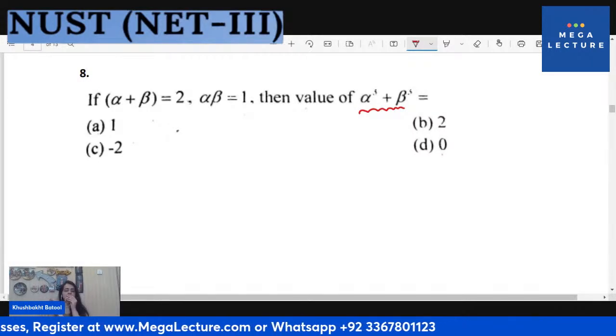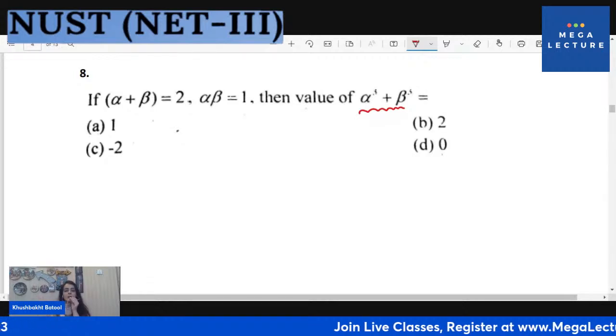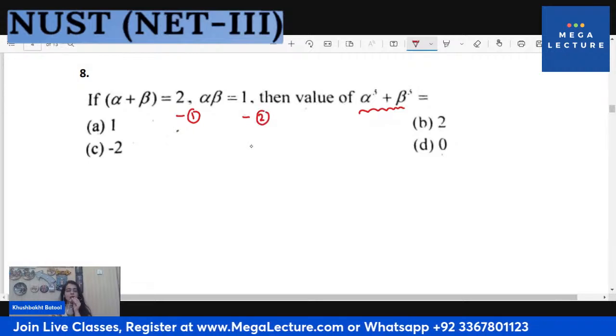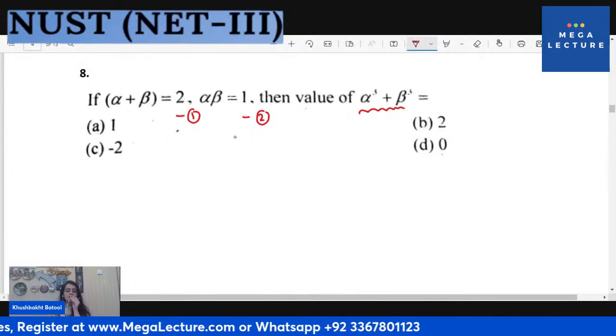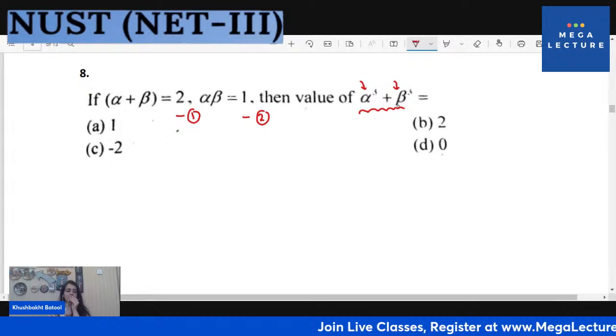I've seen students thinking about this question this way, that they are supposed to find the value of alpha cube plus beta cube directly. It's not like that. You have two equations. This is your first equation, this is your second equation. You can always solve these two equations simultaneously. Find the value of alpha and beta and just plug in alpha here, beta here, and find the value. Now, I've told you the method. Please try doing this with me.